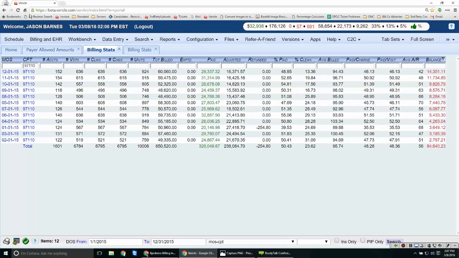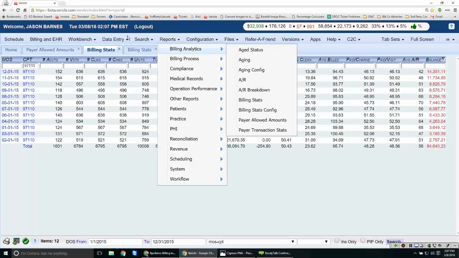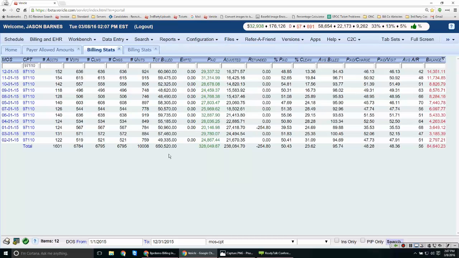What I've done here is I've opened up our billing statistics report under billing analytics, billing stats. The first thing I've done is selected a date range. For this particular report, I selected all the way from January 1st to December 31st of 2015, so looking at the entire calendar year. There's a lot of useful information in a billing statistics report. Not every single column or piece of information will be something you're going to want to look at each time. But I selected two metrics to marry together for this particular report.